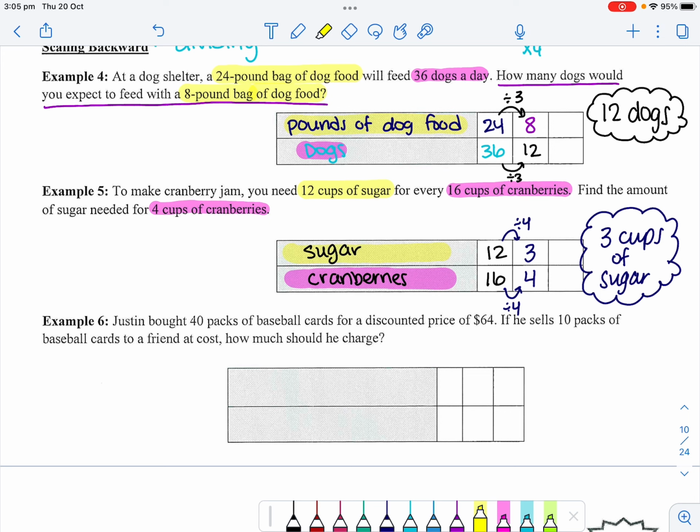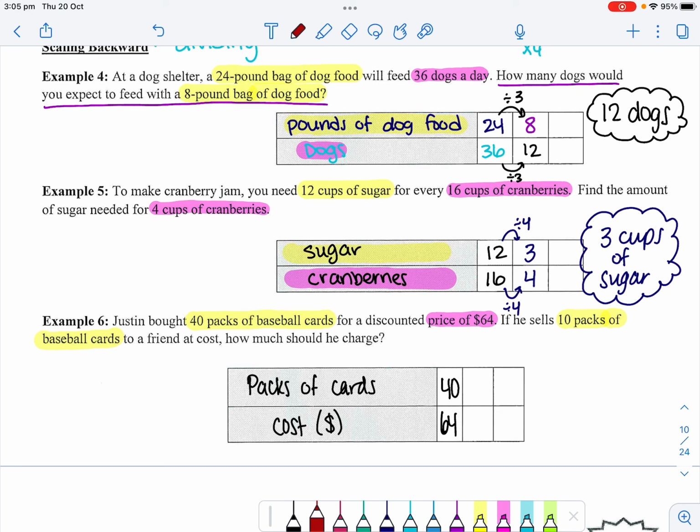In example 6, it says, Justin bought 40 packs of baseball cards for a discounted price of $64. So I'm going to say baseball cards, so packs of cards. And then I'm going to say cost, or if you want to use a dollar sign, that's fine. So he bought 40 packs of cards for $64. Then it says, if he sells 10 packs of baseball cards to a friend at cost, how much should he charge?